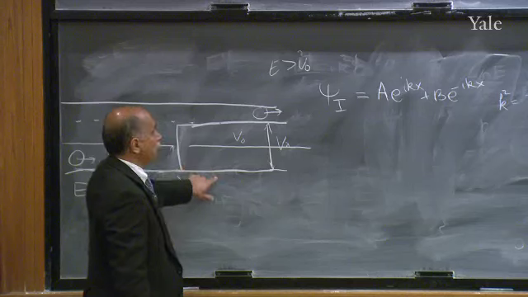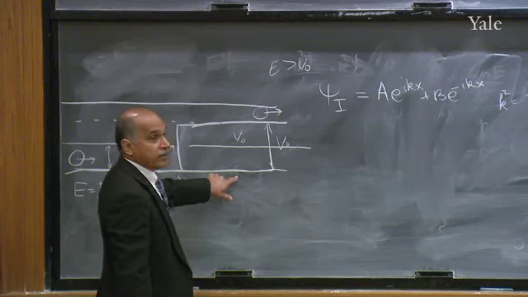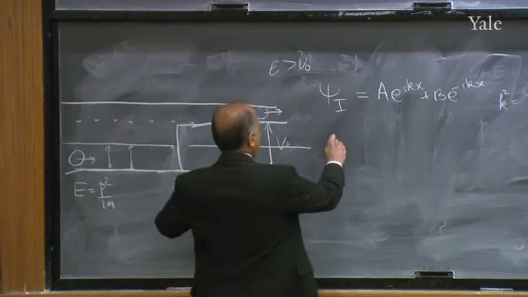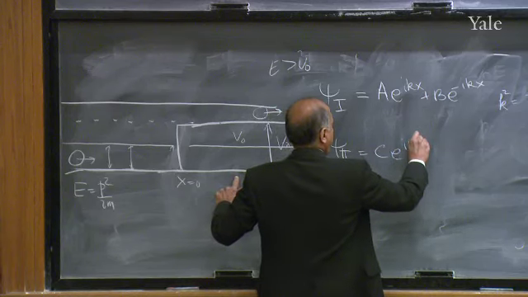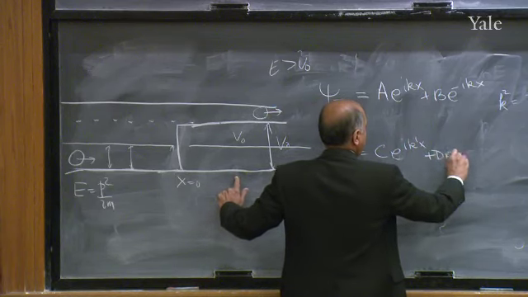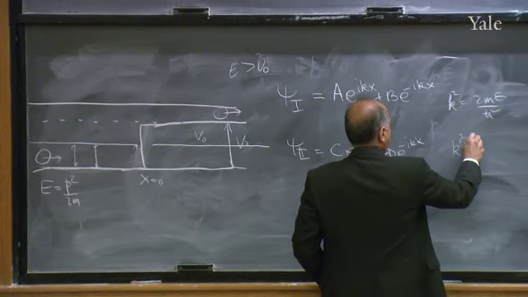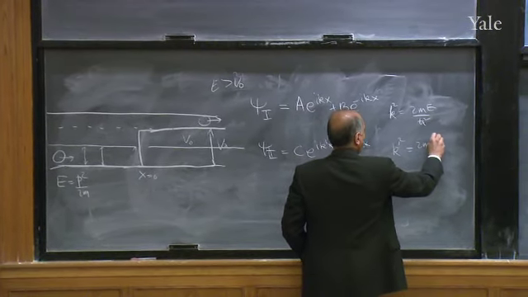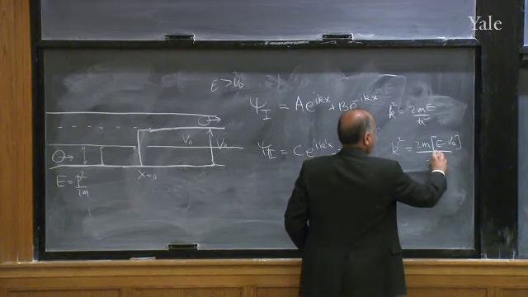Then I go to region 2. In region 2, I have to solve a Schrodinger equation with a V naught in it. Then you will find in region 2, psi 2 looks like C e to the ik prime x plus D e to the minus ik prime x, where k prime squared will be 2m times E minus V naught over h bar squared.